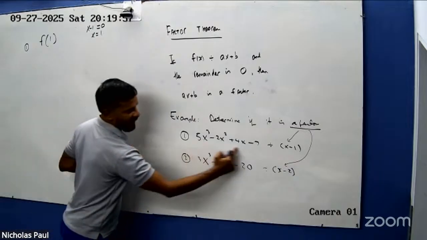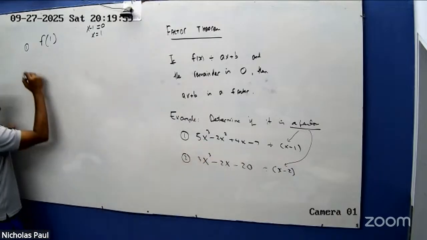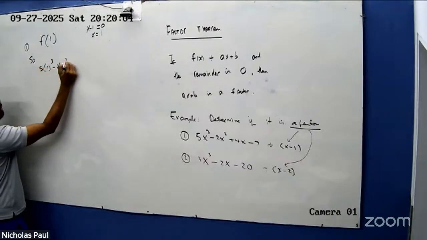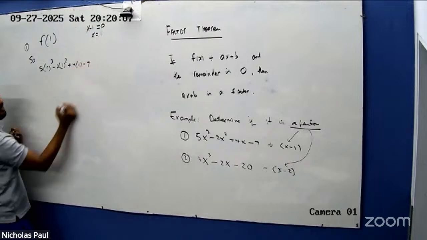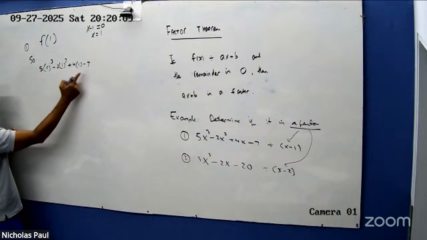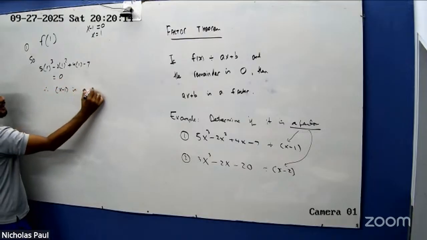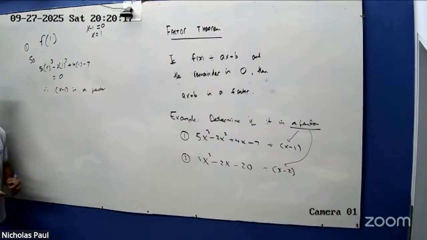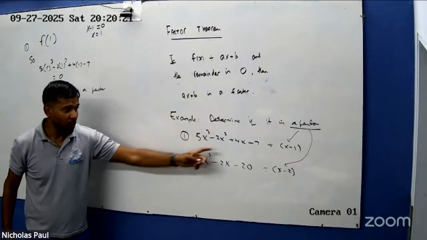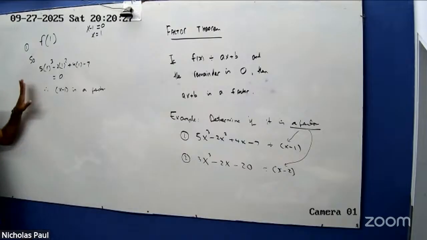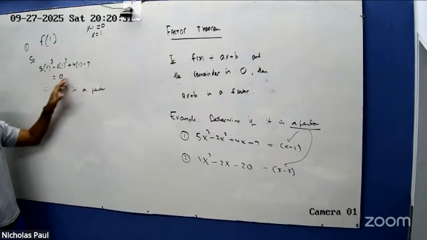This is f of x here. So all I want you to do is plug in 1. 5 by 1 cubed minus 2 by 1 squared plus 4 by 1 minus 7. Right? This is 3 plus 4 minus 7, this is 0. Therefore, x minus 1 is a factor. That's all. Because I didn't specify, you could have also long divided and shown that the remainder is 0. Anyone you want. Okay? But this is the theorem, where you just substitute the value and get your answer.